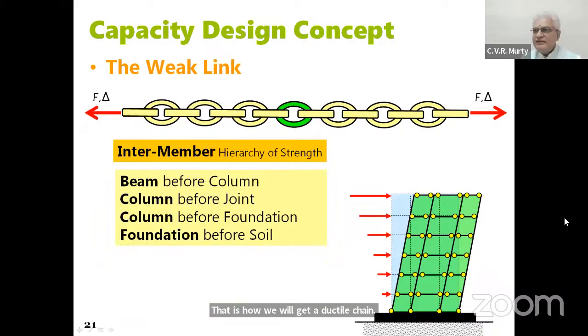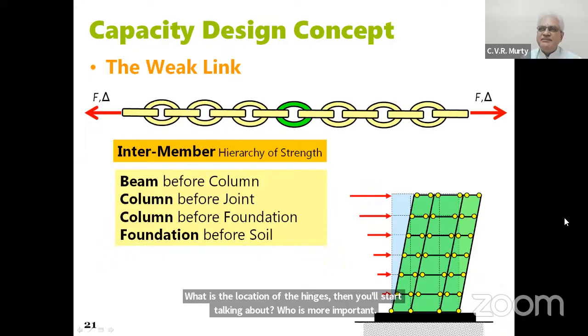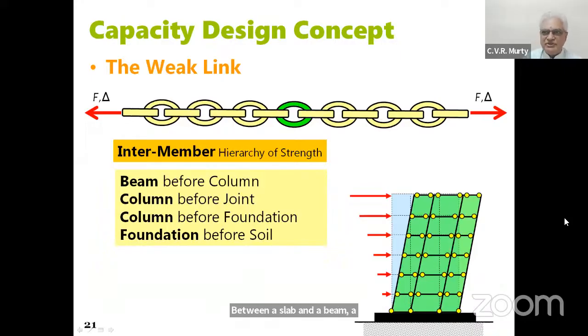Now, in buildings and structures, if you ask, what is the location of the hinges, then you'll start talking about who is more important between a slab and a beam and a column and a joint and a foundation, column and foundation and soil. You start worrying about all the 5 items that are there and then say, okay, let's agree on what is acceptable. So any relative damage which is going to have severe negative consequences, we will avoid.